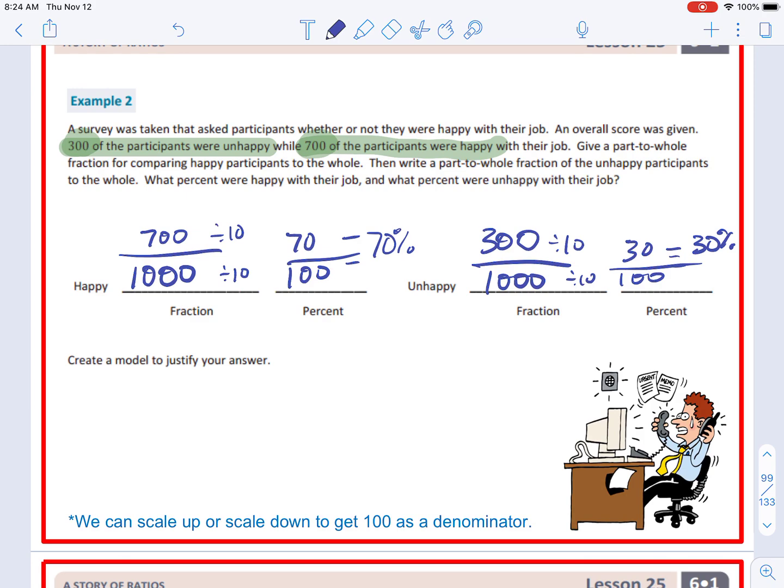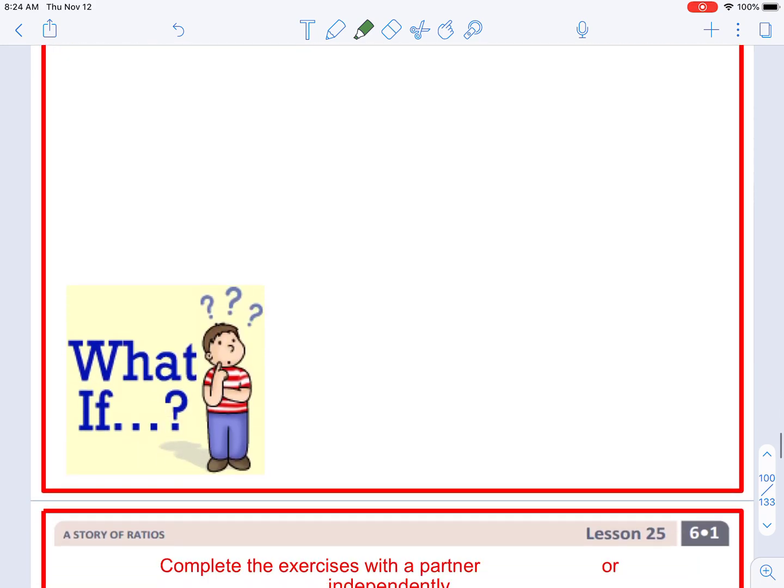And at the bottom, be sure we do this. We can scale up or scale down to get 100 as the denominator, because remember, percentage is always out of 100. Sometimes we may have to scale down like we did here by dividing, and sometimes we're going to have to scale up. Okay, let's go ahead and move on.